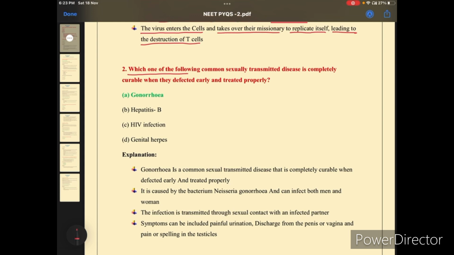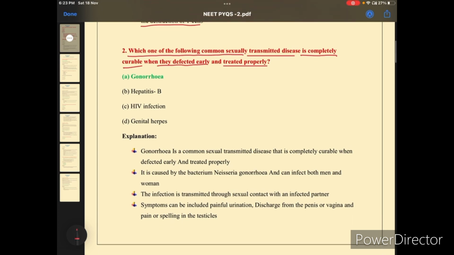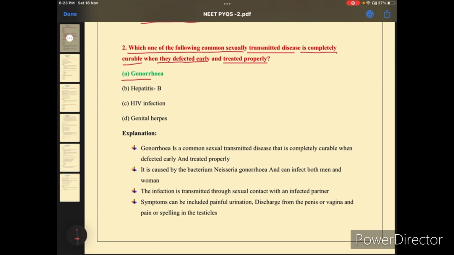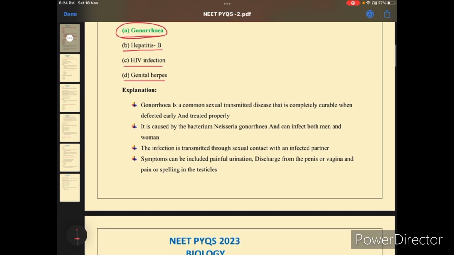So the next question. Which one of the following commonly sexually transmitted diseases is completely curable when detected early and treated properly? Option A gonorrhea, option B hepatitis B, option C HIV infection, option D genital herpes. And the answer is gonorrhea. Let us see the explanation.